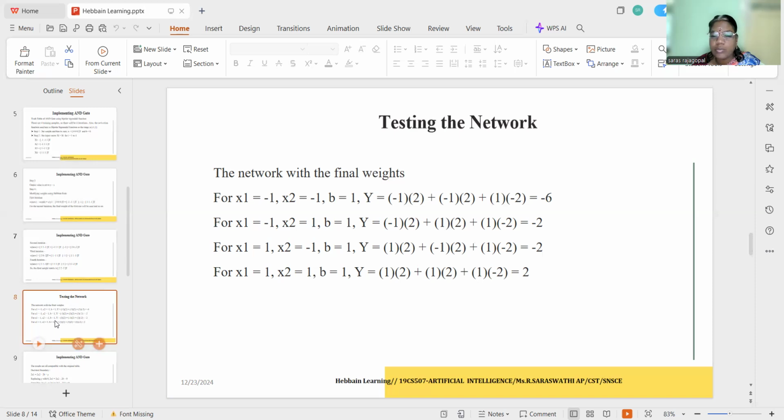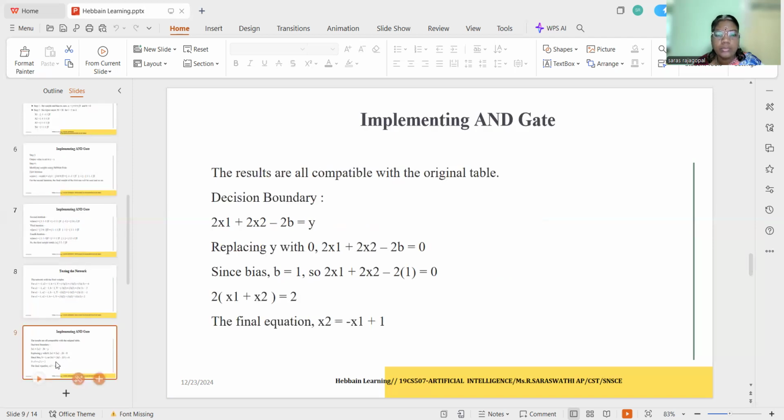The next value is 1 of 2 and -1 of 2 plus x1, which is 1, with the y2 value being -2. The previous value will be calculated: 1 of 2, 1 of 2, and then 1 of -2. So 2. The results are all compatible with the original table.